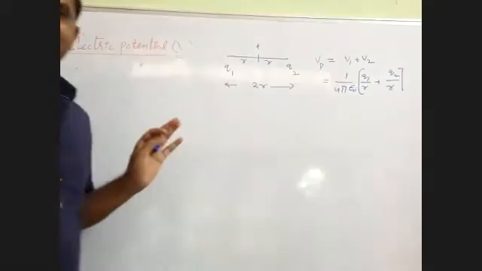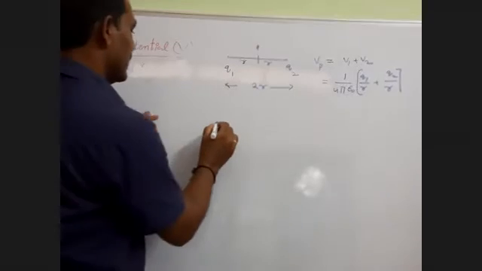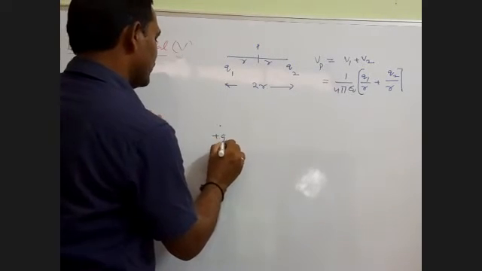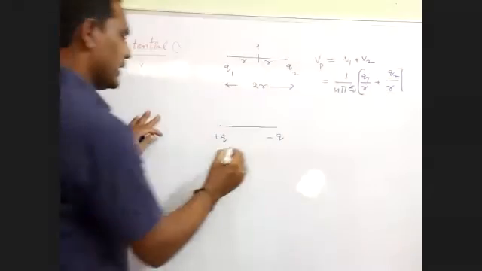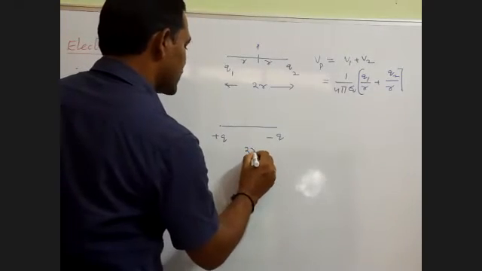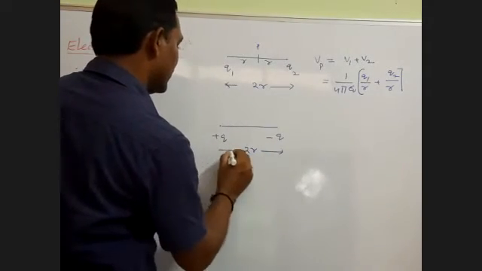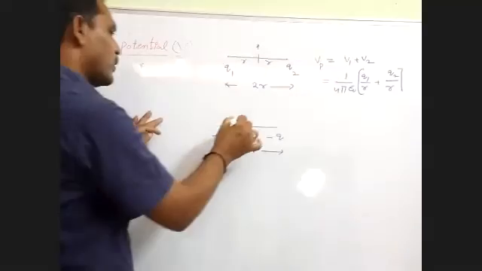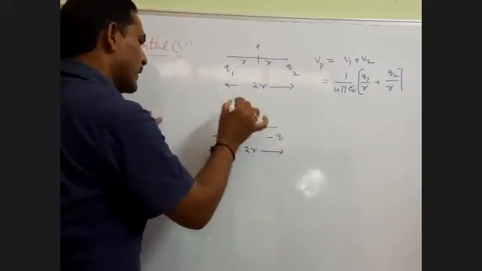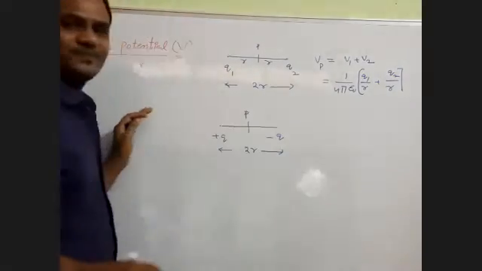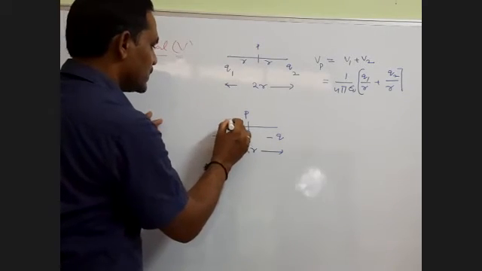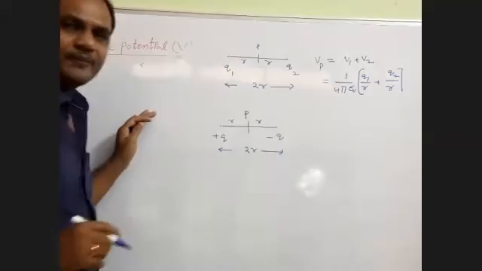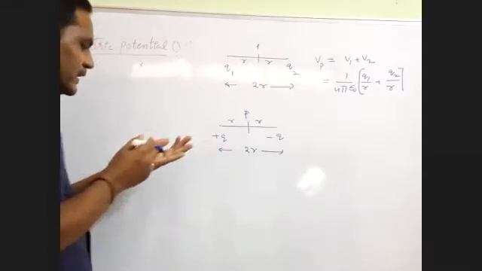That is it. Next, let us take plus Q and minus Q charges separated by some distance. Now, what is the potential exactly at the midpoint? Call that point P. Since the total separation is 2r, this will be r, and this will be r.